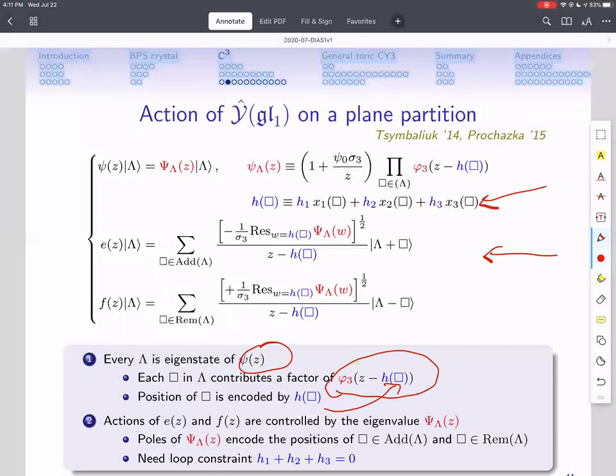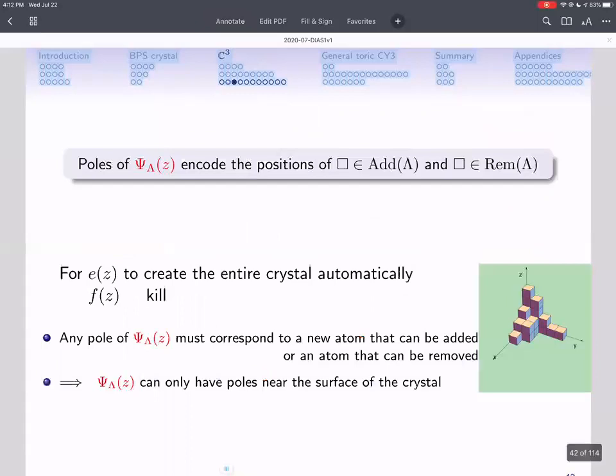And then once you get this eigenfunction for each plane partition, the action of the E and F is entirely controlled by this eigenfunction here. So this should be a big phi and big phi here. The pole of this phi function encodes the position of the action of the E for adding. Starting from a plane partition, the E operator adds a box in all the allowed places, and the F can remove a box in all the allowed places. So the upshot is that this phi function encodes the position of where you can add the box or remove the box.